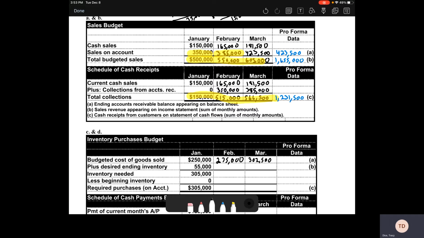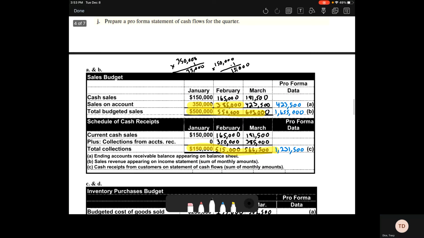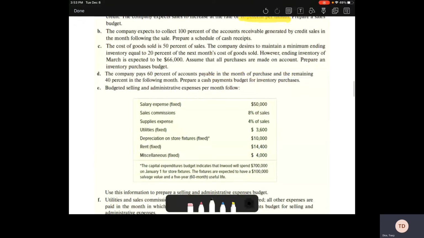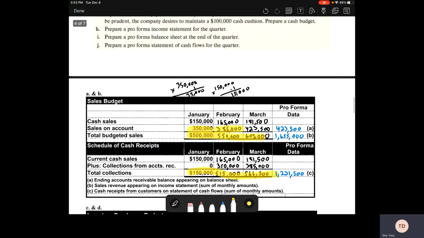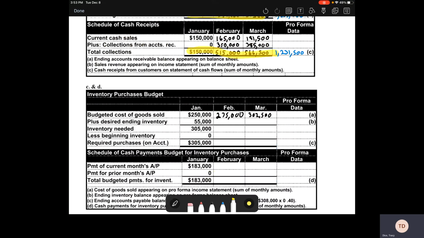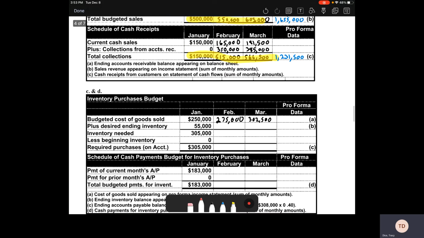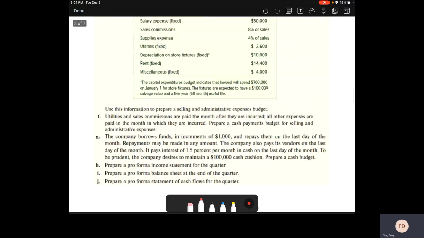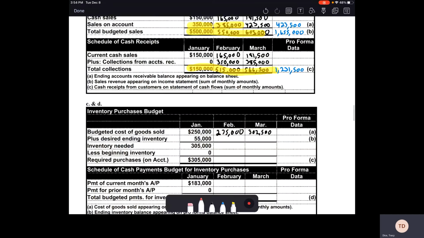So those are our costs of goods sold. Then what else do they tell us in part C? The company desires to maintain a minimum ending inventory equal to 20% of next month's costs of goods sold. All right. So if we look at next month's costs of goods sold, for January we took 275 times, was it 20%? Yep, 20%, which gives us that 55,000.